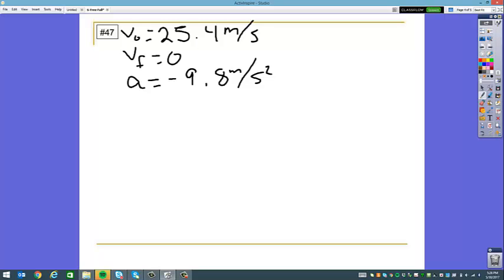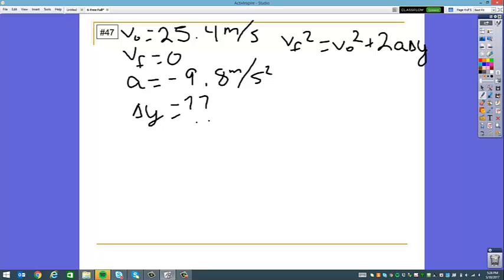And then you're looking for how high it went. So you're looking for a distance, which is delta y. So I'm going to use y since you're talking about height. Height is always in the vertical direction, so delta y. So you're going to look back at your amigos to see which equation has v naught, vf, a, and delta y in it. And that would be your third amigo, which would be vf squared equals v naught squared plus 2a delta y in this case instead of delta x, since you're talking about the vertical direction.